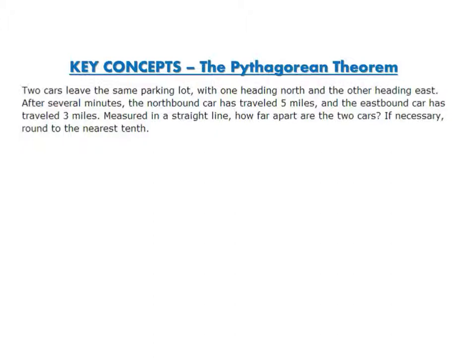So let's read the problem and then set it up. Two cars leave the same parking lot. So I'm just going to write down here in the corner, here's my parking lot. And two cars are leaving. One is heading north, there's my northbound, and one is heading east. There's my eastbound. So there's north and there's east.